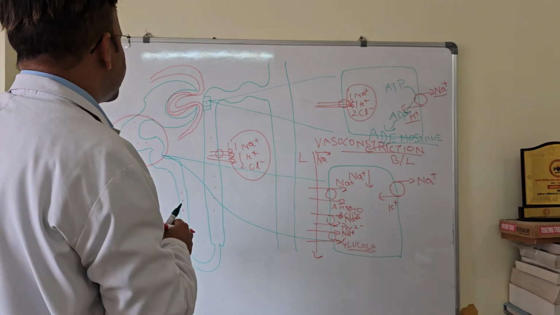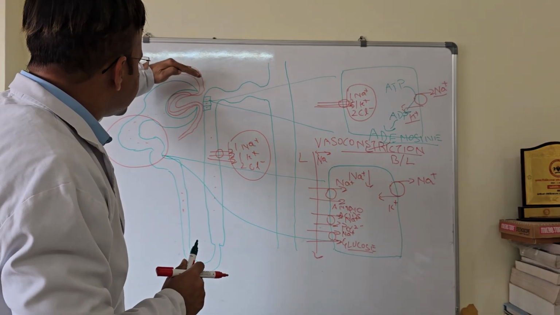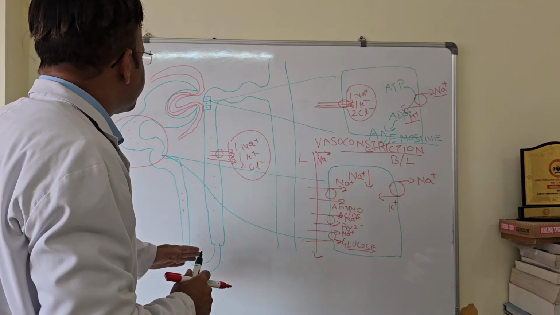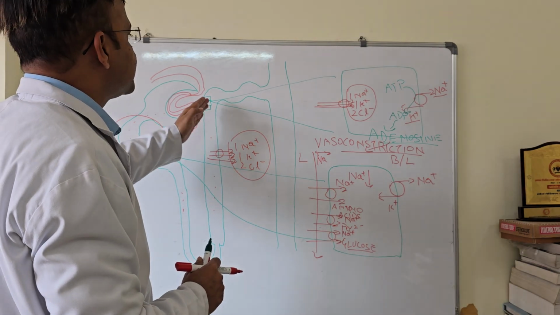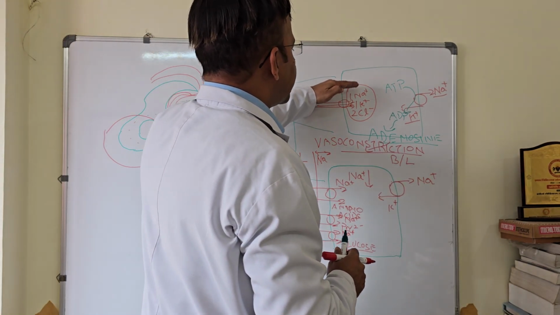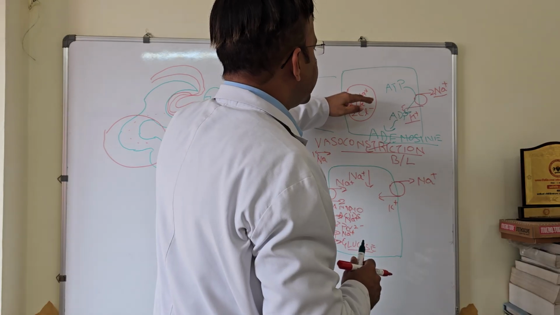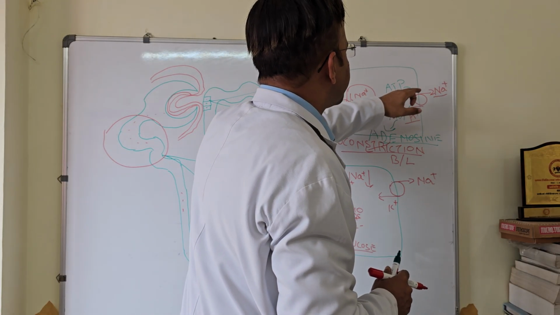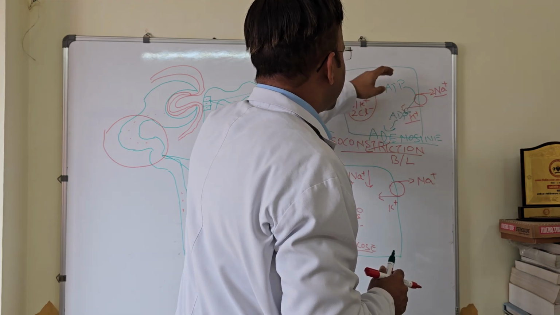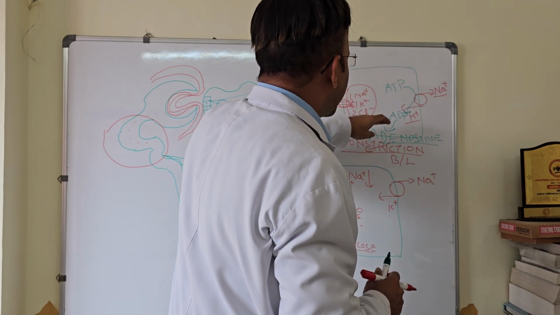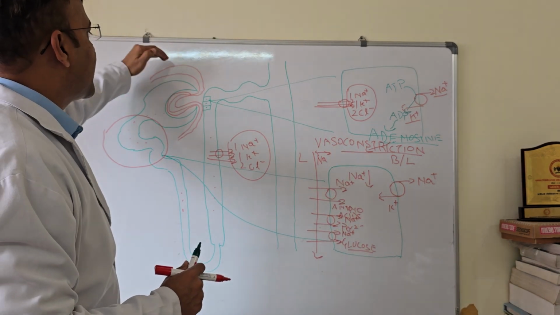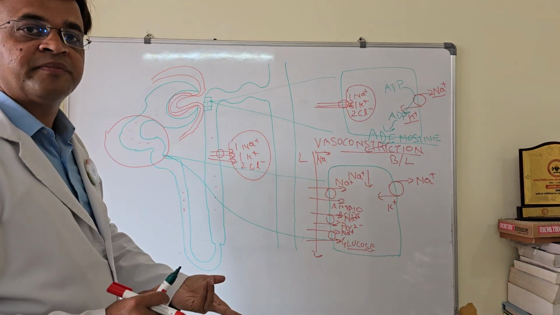So let's run the sequence again. More fluid comes from here, more fluid gets filtered, more fluid means more sodium. This more sodium enters macula densa, right? Through this ion channel, one sodium, one potassium, two chloride, right? More sodium enters over here. This sodium potassium ATPase pump is going to work overtime, and what we will get? More of adenosine, which will cause vasoconstriction of afferent arteriole, and then less fluid is going to come, right?